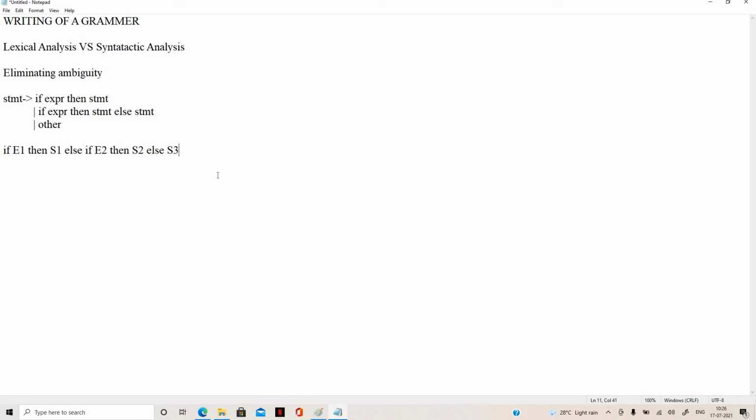So for this statement I am going to write a grammar. Assume I have one program, and in that program I found this statement: if E1 then S1, else if E2 then S2, else S3. For that statement I am going to write this grammar. First, we are supposed to construct a parse tree.